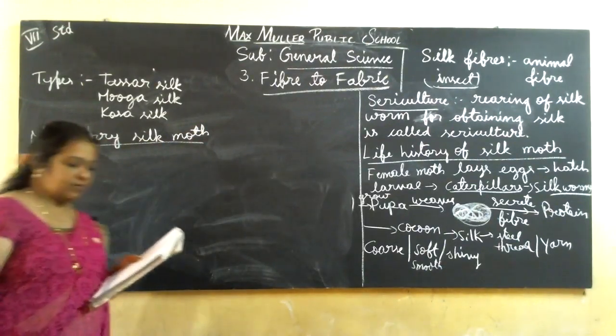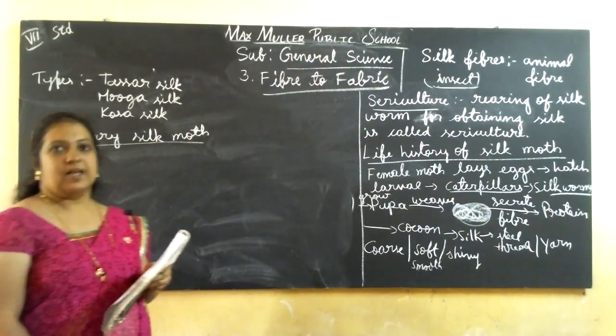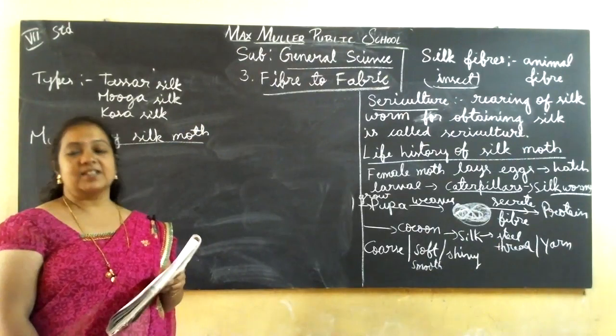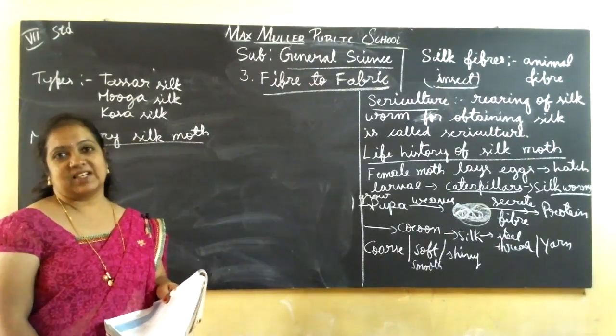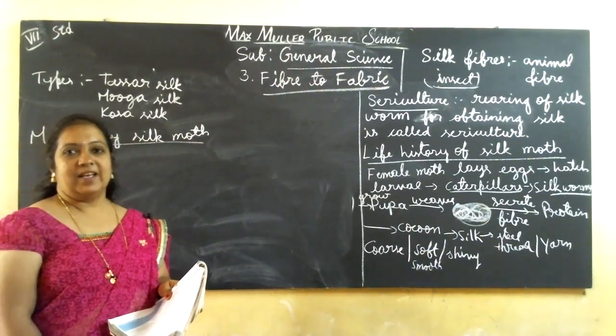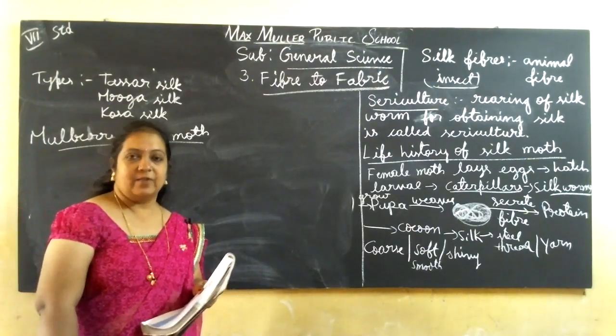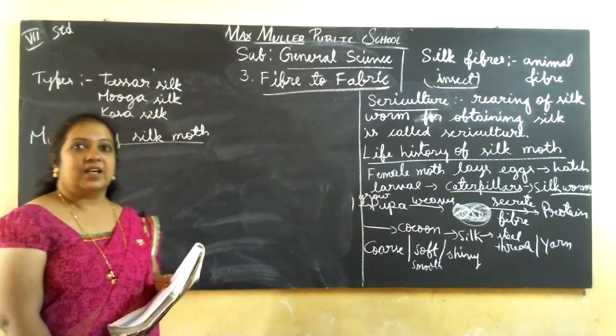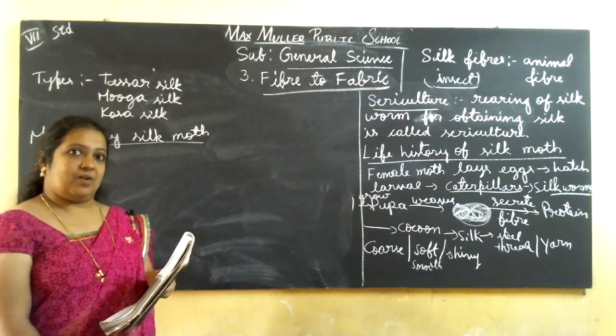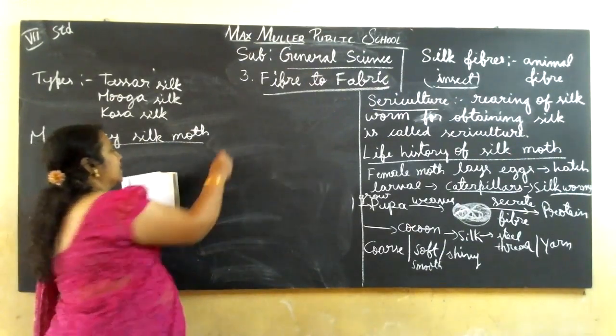The silk fiber from the cocoon of this moth is very soft, lustrous and elastic in nature. Why is it so needed and so famous? It's because of its features. What are the features? It is very soft.